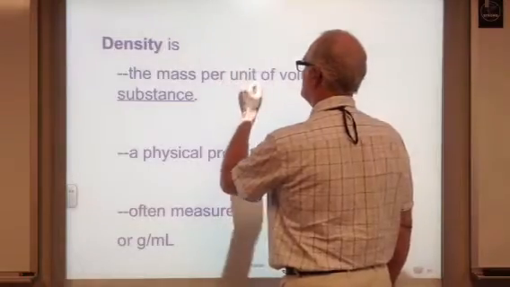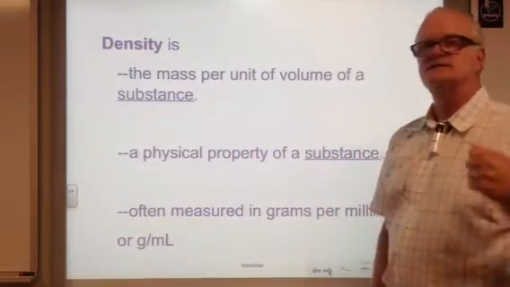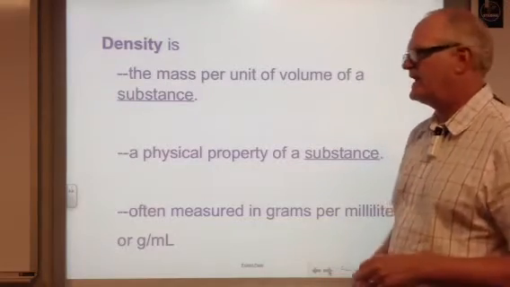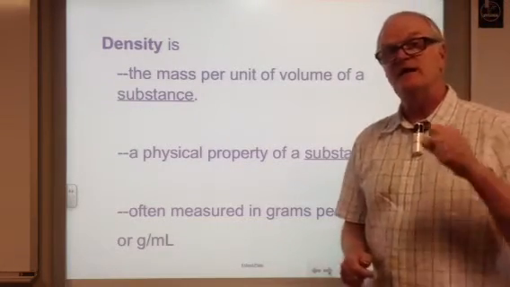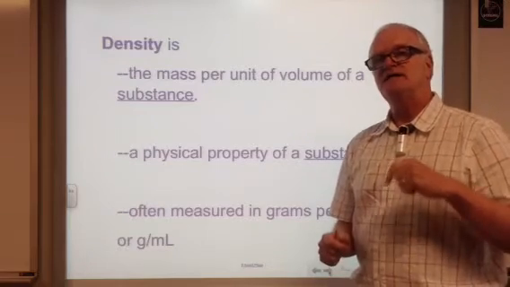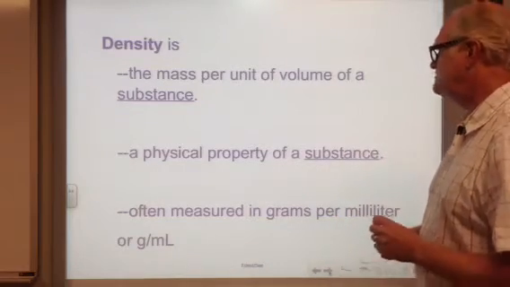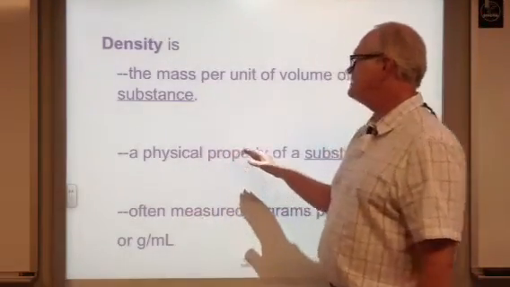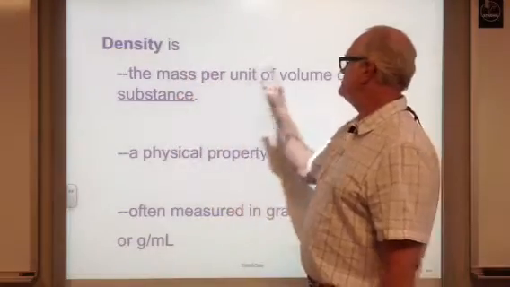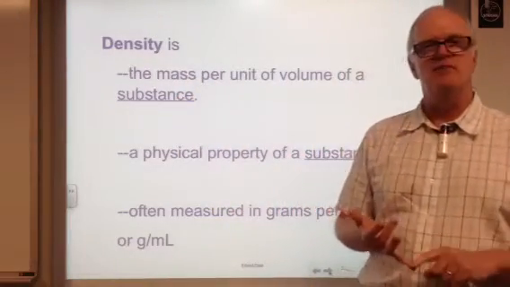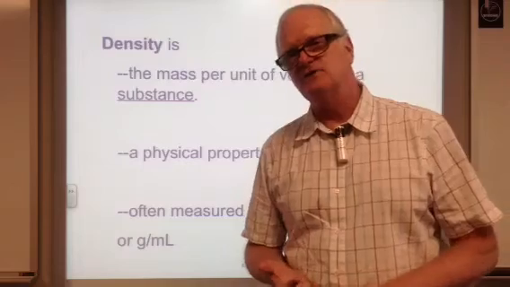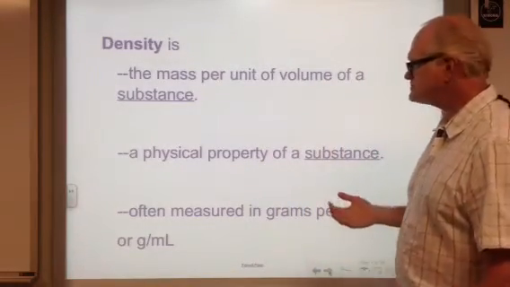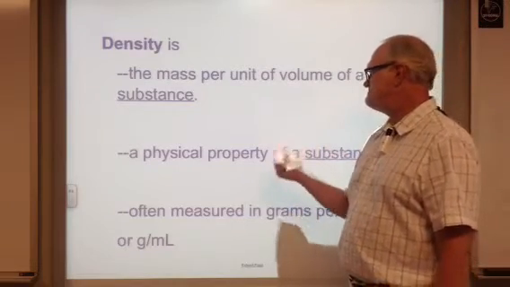Density is the mass per unit volume of a substance. Substance underlined. Density depends on what substance we have. We can measure the density of an object, but the density of an object depends on what it is made of. It doesn't depend on how much we have. Density is a physical property, since mass and volume are both things we can measure without changing the composition of the material we're measuring.